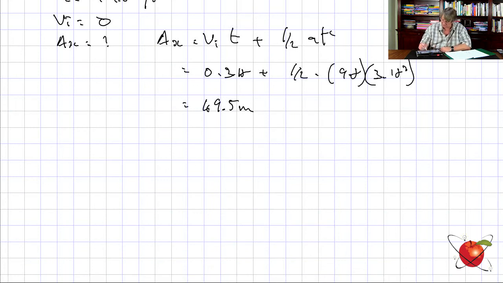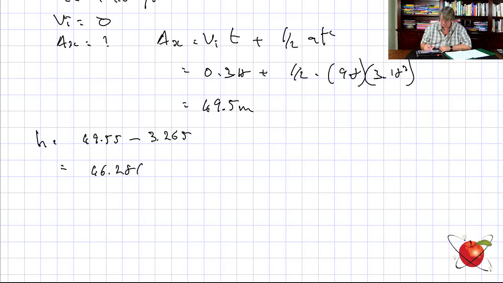So h is equal to 49.55 minus 3.265, which is equal to 46.286 meters, and we would say above ground. Remember, answer the question the way they want it.